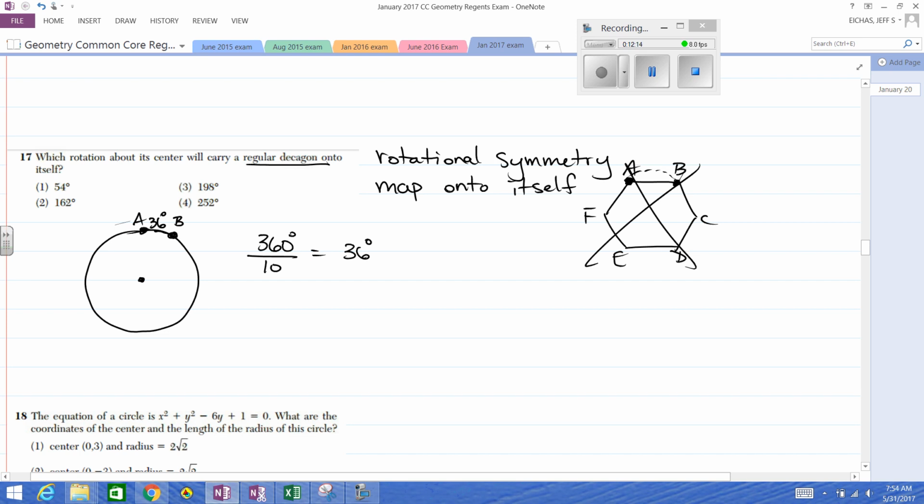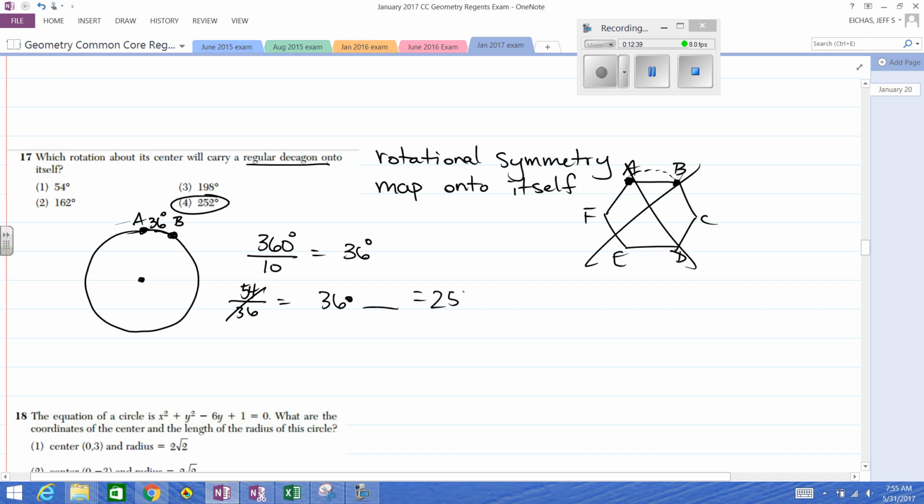All right, that's not a choice. You're looking up here, that's not a choice. So it's another trick here. Basically, you're going to look at which one of these is divisible by 36. So 54 divided by 36 is not going to be a nice round whole number. Basically what we're looking at is going to be choice 4.